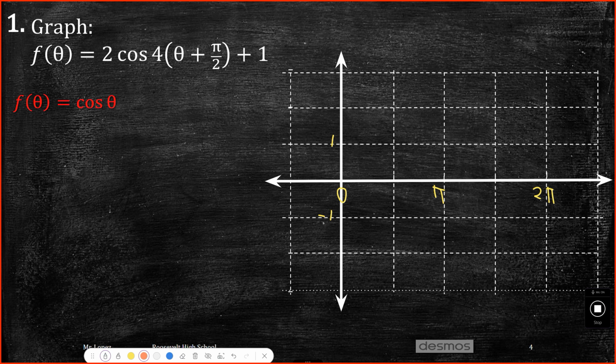Who's that going to be? Hannah. Like, you forgot one in that? Graph cosine theta as best you can graph it.